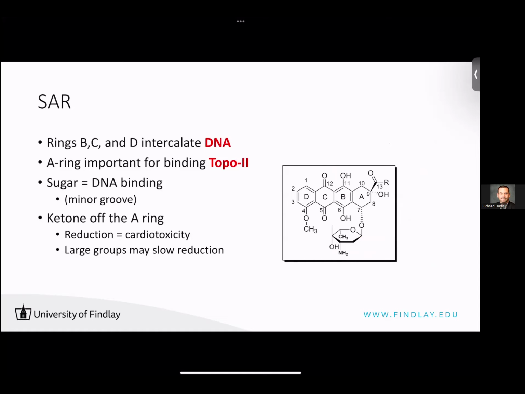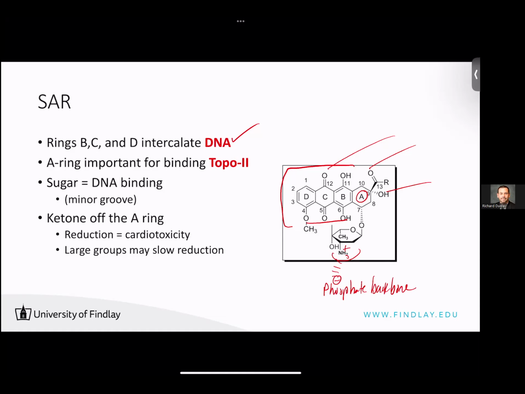So from a structure activity perspective, I'm not really going to spend too much time on this. Again, I've already alluded to the fact that the B, C, and D ring end up being important for binding the DNA. The A ring here, again, is important for contributing to interactions lending to affinity for topo 2, as well as a variety of other interactions. And then the sugar residue here is going to be positively charged at physiological pH. So the negatively charged phosphate backbone can interact with that sugar residue.